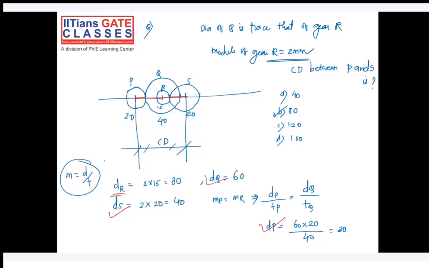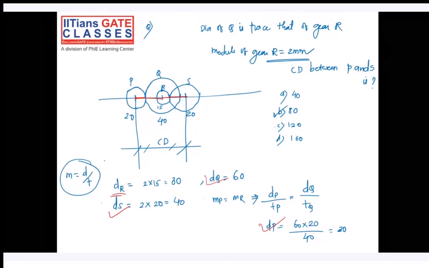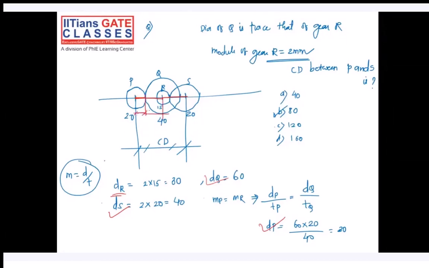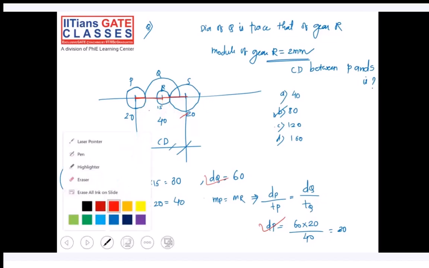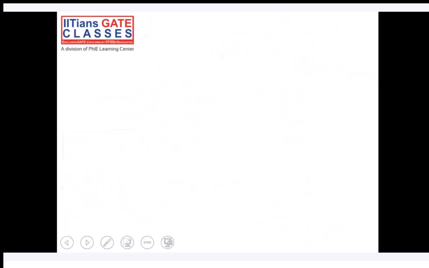Is it clear? So it is 15, till this it is 50. Then this radius is 30, then we have the next radius, which is again 15, and the next radius, which is 20. So 15 plus 30 plus 15 plus 20, that is 60 plus 20. That's how also you can calculate. Any doubt till this? Can I proceed to the next slide?